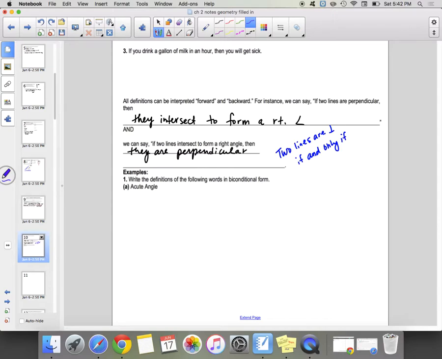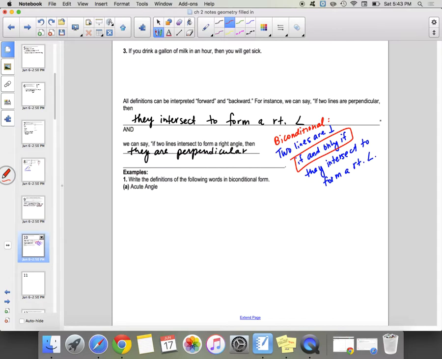which you might see as IFF. Sometimes you write out if and only if as IFF. So if and only if they are perpendicular. Or wait, if they intersect to form a right angle. I got sidetracked. So if they intersect to form a right angle. So we have the if and only if in the middle. That's why it's a biconditional. So biconditional means we can have the forward statement and the backward statement. The original conditional statement and its converse are both true.